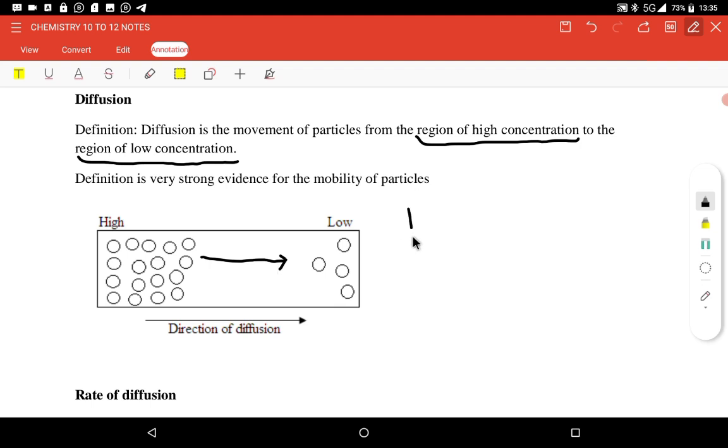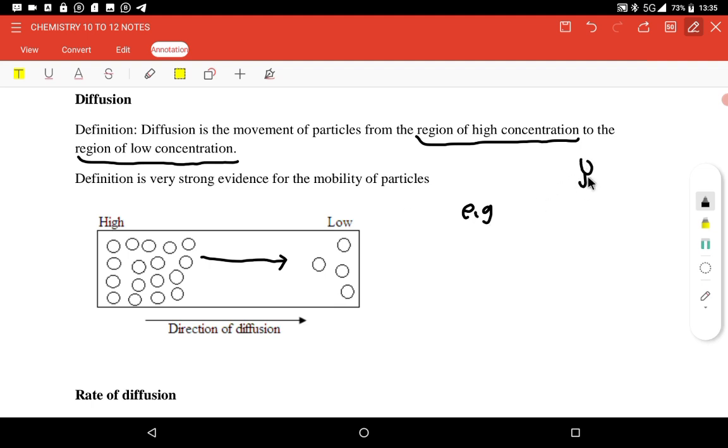Now this diffusion is a very common thing that we observe in our everyday life. For example, if someone is cooking a delicious meal in the kitchen, even when you are seated in the living room, you can actually smell the aroma coming from the kitchen, because the particles are moving from a region of high concentration to a region of low concentration.